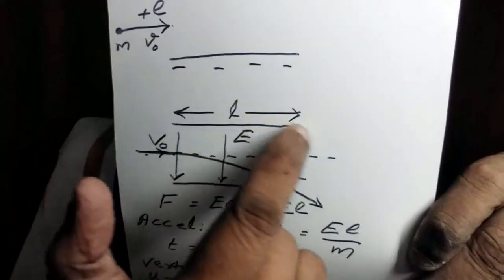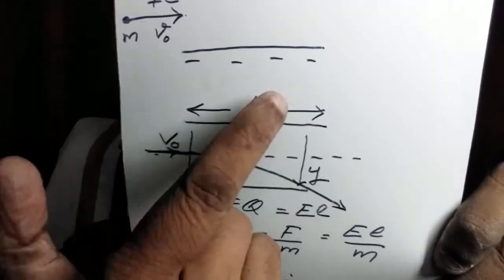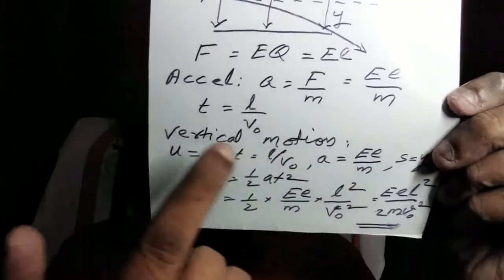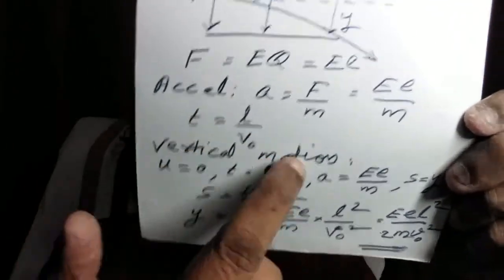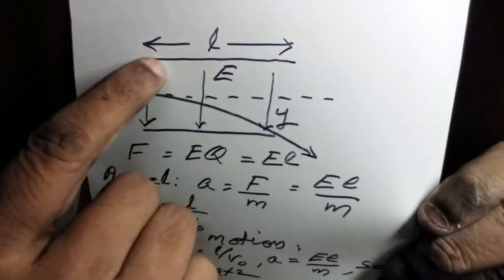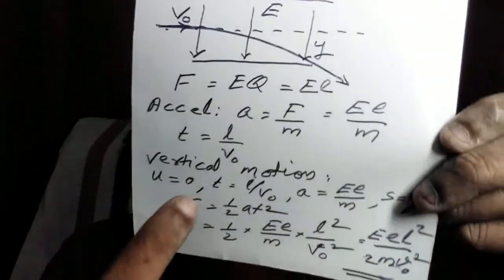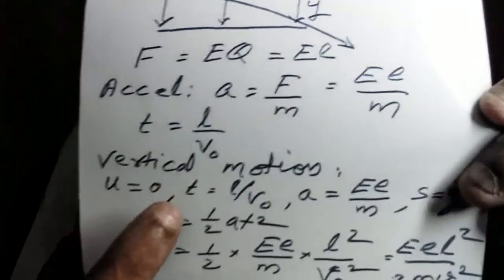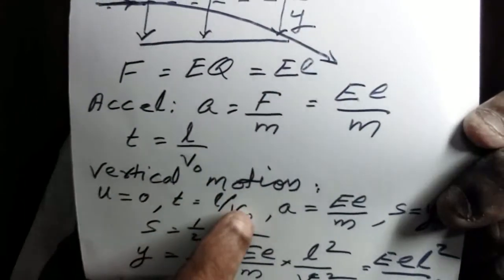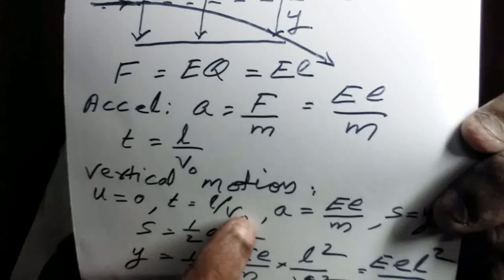So, time of passage, time taken by the proton to cross this space. v0 is constant, distance is L, so T equals L by v0. Now you consider the vertical motion. At the beginning, vertical velocity is 0, so you take u as 0. T equals L by v0. Vertical acceleration is eE by m.